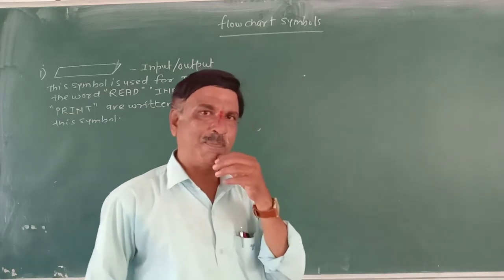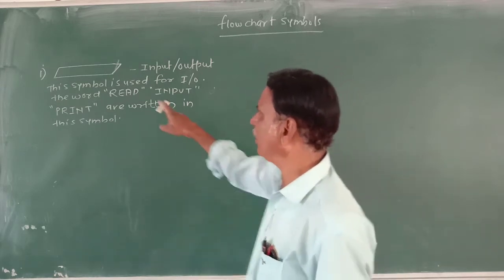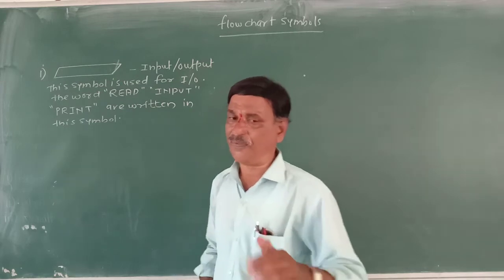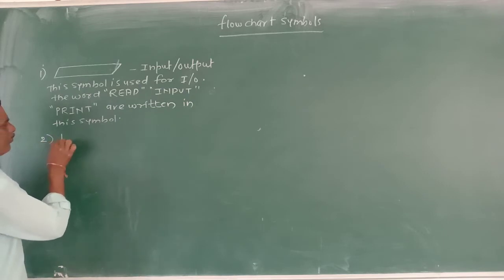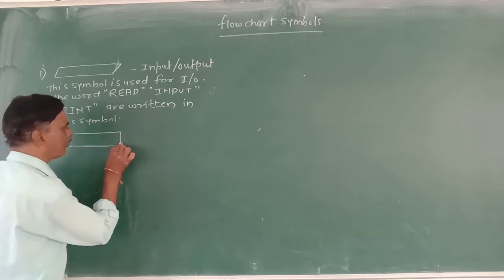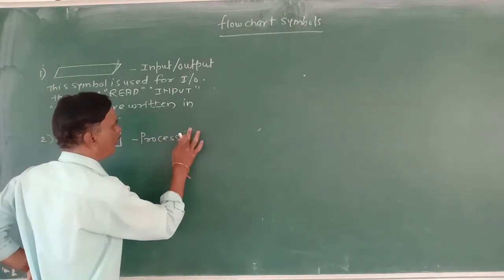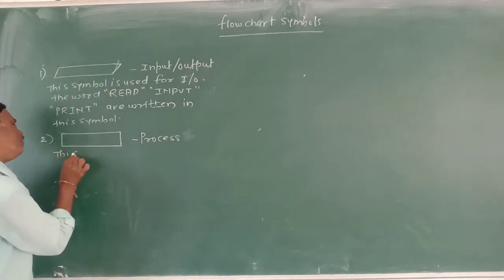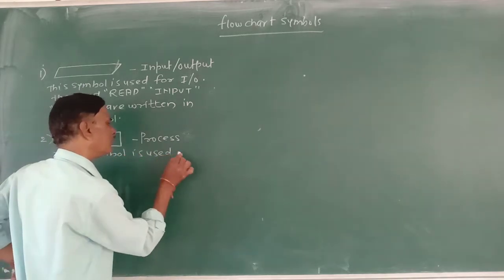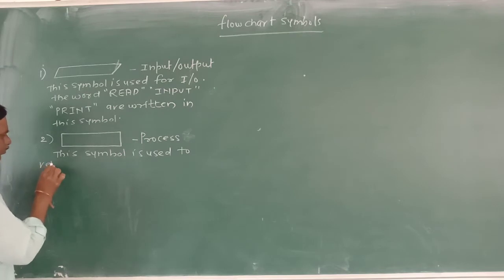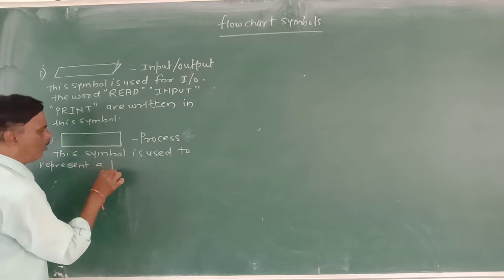In our example of design steps which we have seen, there is a read R. So instead of read R, now you can use this symbol. And after the read R, there is a process. The process box is the symbol used to represent the process.